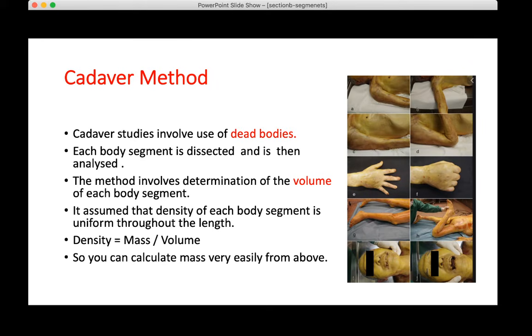Okay, so the method involves determination of the volume of each body segment. This cadaver method is mainly focused on determining the volume of your body segments. You can calculate mass very easily by the above equation. Okay, so how do they do it?